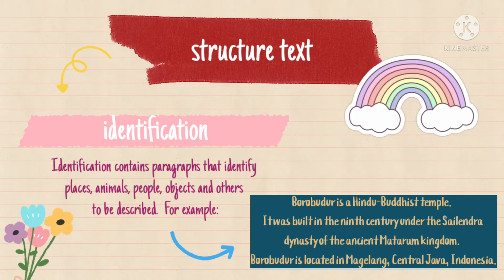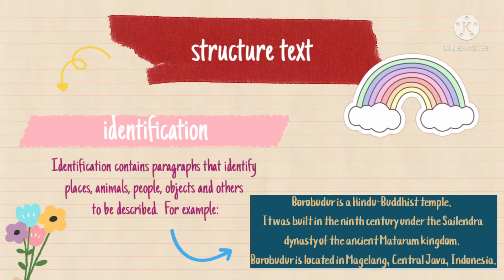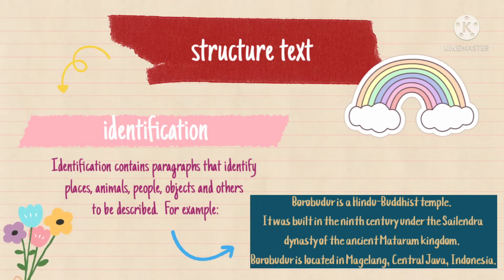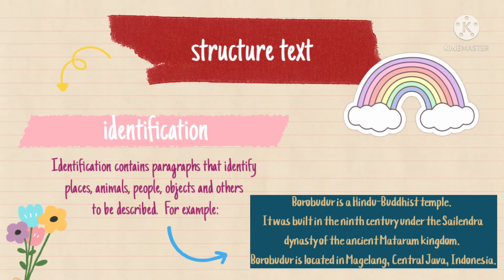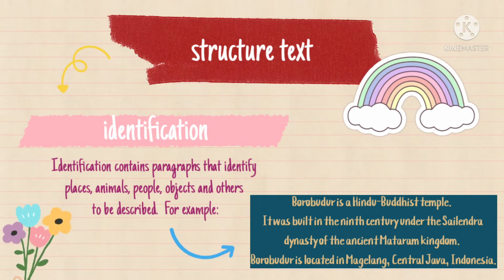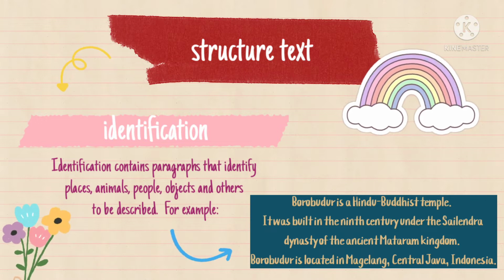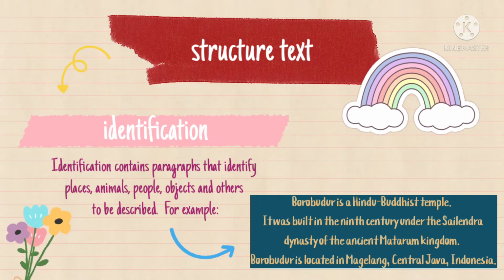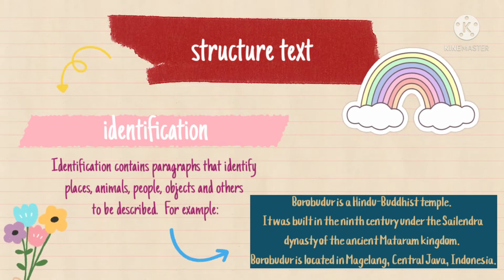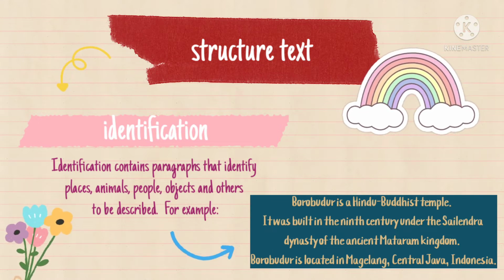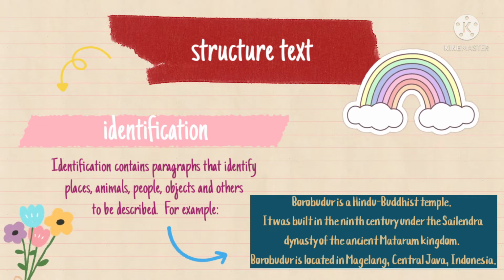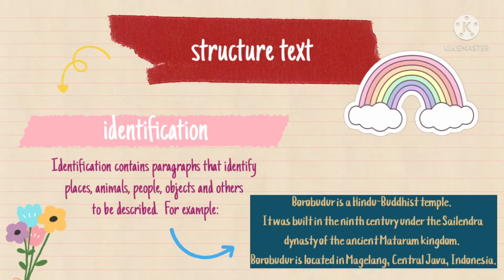Okay, now we talk about text structure. In text structure, descriptive text is divided into two parts. The first is identification. Identification contains paragraphs that identify places, animals, people, objects, and others to be described. For example, Borobudur is a Hinduist temple. It was built in the 9th century under the Sailendra dynasty of the ancient Mataram kingdom. Borobudur is located in Magelang, Central Java, Indonesia.